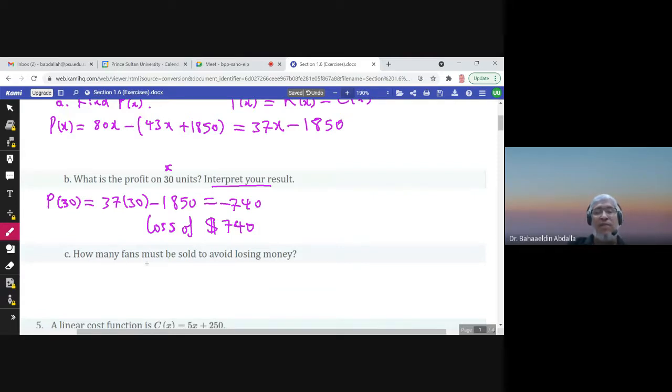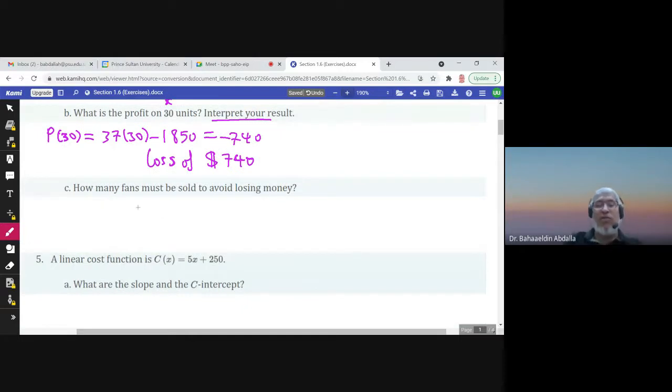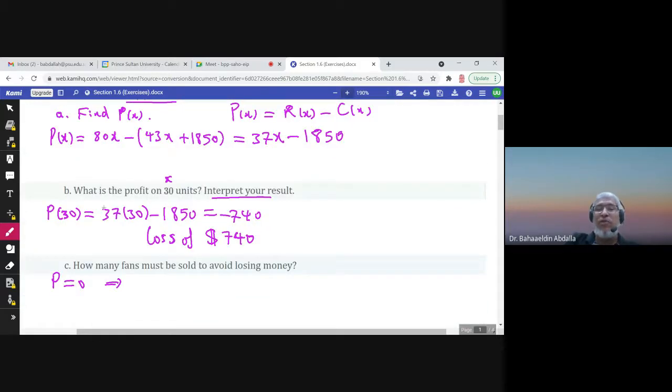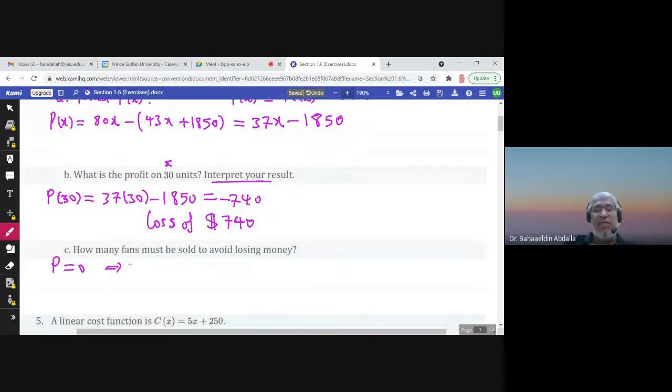How many fans must be sold to avoid losing money? To avoid losing money, we have to get to the break-even point, and the break-even is when the profit is zero. So if we put the profit at zero, 37x minus 1850 equals zero, and then we take 1850 to the other side and divide by 37, we get 50. So if we produce and sell 50 units, there will be no loss. After selling more than 50 units, we will get some profit.